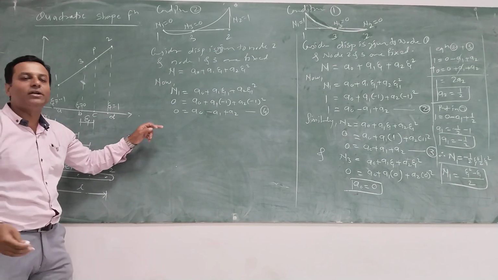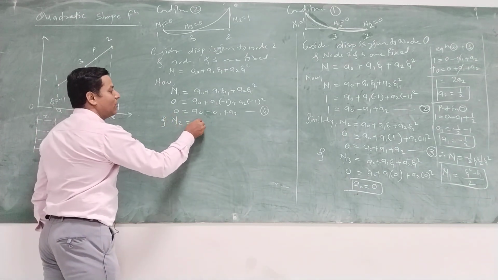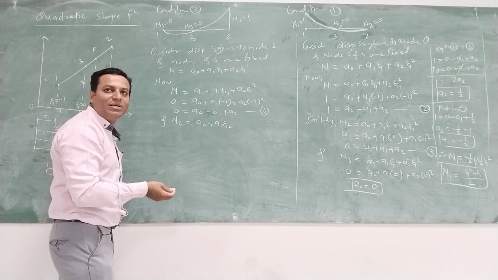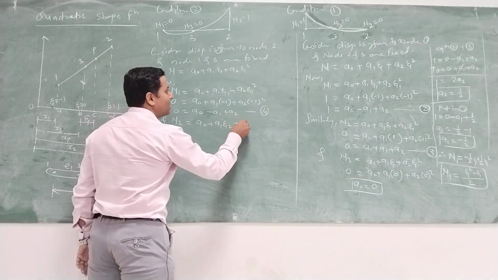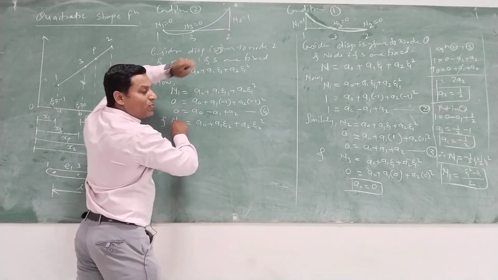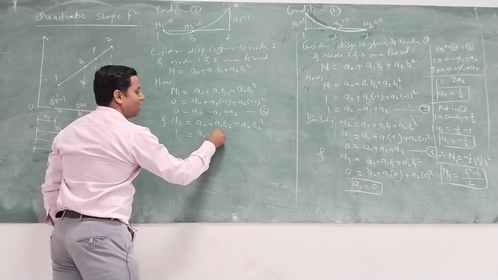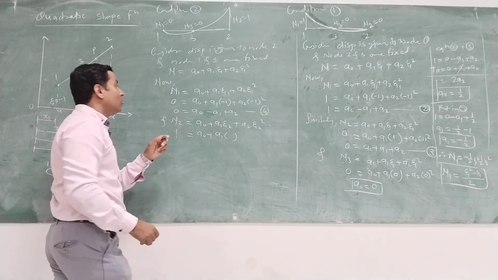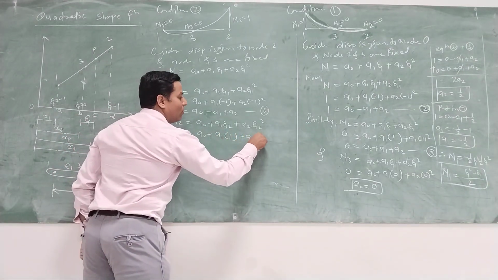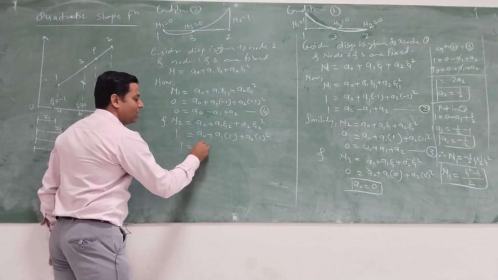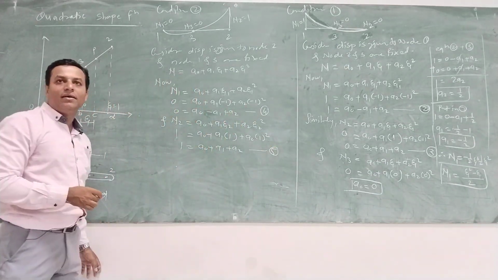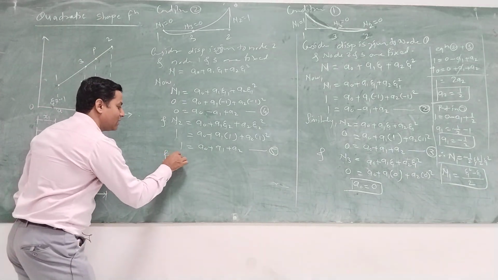Similarly I am going to write for N2, and N2 will be equal to a naught plus a1 zeta, instead of zeta 1, zeta 2, meaning the zeta value of node 2, plus a2 zeta 2 square. So what is N2 here? N2 is 1. A naught plus zeta of node 2. Zeta of node 2 is 1. So 1 plus a2 1 square. So this will become a naught plus a1 plus a2. Equation number 5. Now next, N3.